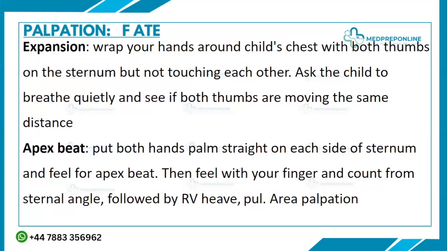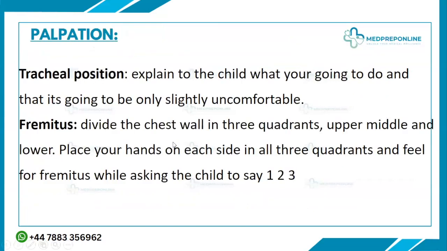The sternal angle, if you move laterally? Second intercostal space. Yes. So from the second intercostal space, you come down and see where the apex beat is located. Then you see whether the character of the apex beat is normal, whether it is heaving, tapping, or just normal. Okay. Then for the tracheal position, you ask the child.